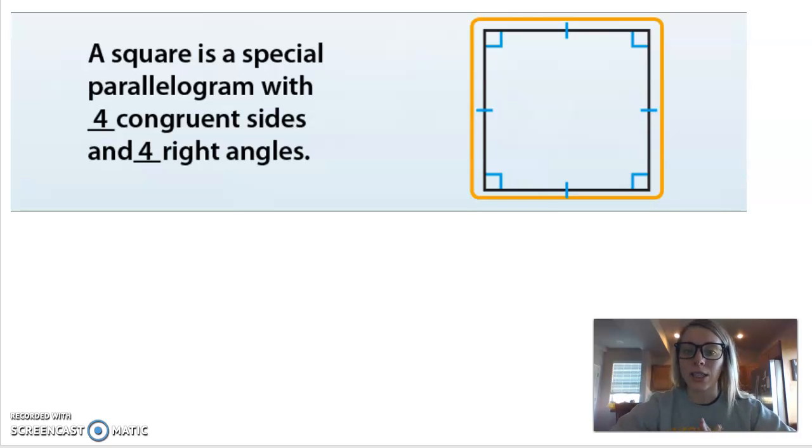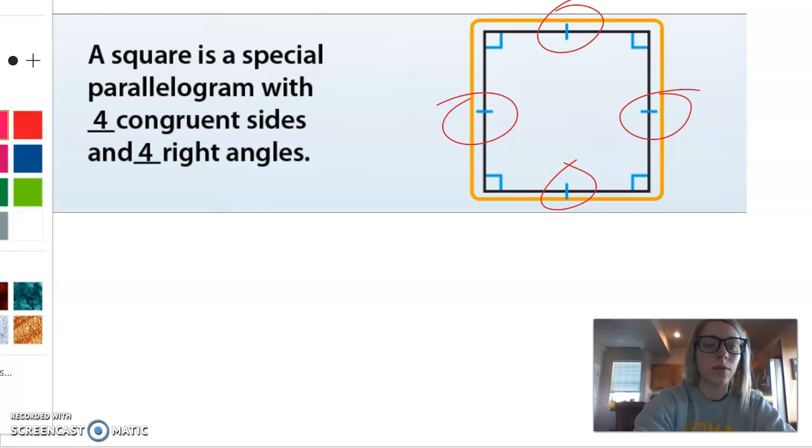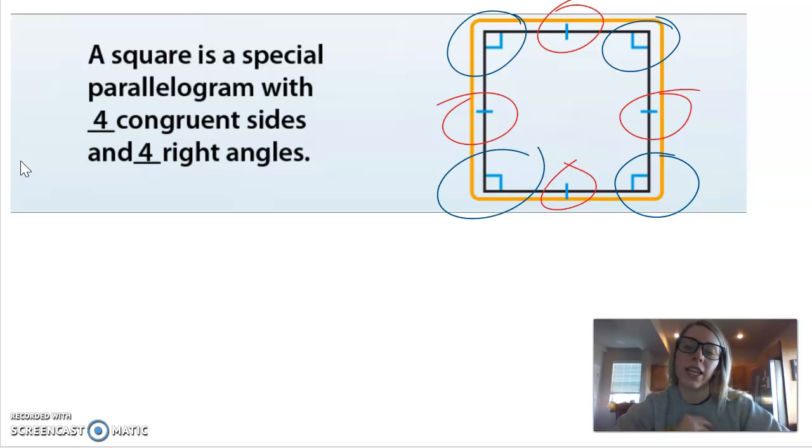The last parallelogram that we're going to be talking about is your typical square. A square is a special parallelogram with 4 congruent sides and 4 right angles. So what that means is it has 4 congruent sides. Congruent means all the sides are measured the same. It also means that it has 4 right angles. 1, 2, 3, 4. So if you see that in any type of parallelogram today, it's going to be a square.